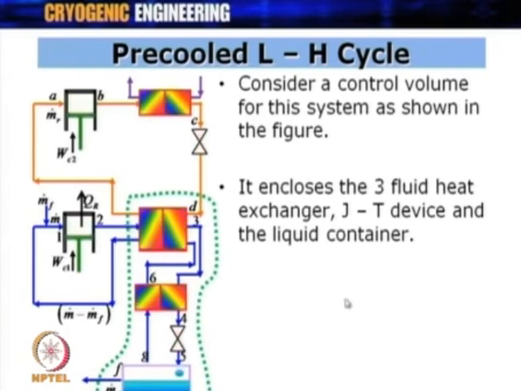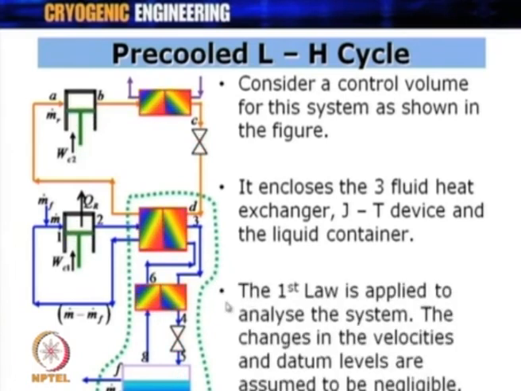So, this is what is enclosed in this control volume, and we apply the first law as we have done always in earlier lectures also. The first law is applied to analyze the system. The changes in the velocities and the datum levels are assumed to be negligible, as we have been doing. The quantities entering and leaving the control volume are as follows.